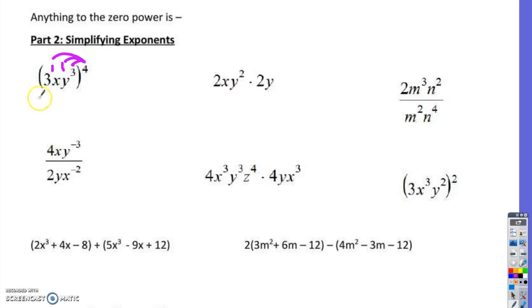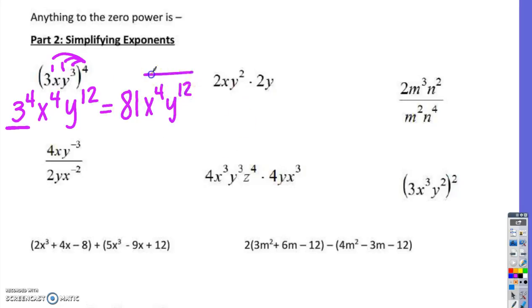So that's going to end up giving me 3 to the 1 times 4, which is 4. x to the first, 1 times 4 is 4. And then y, 3 times 4 is 12. Now this part out in front, we can actually evaluate. 3 to the 4th power, if you chunk that into your calculator, you're going to end up getting 81. And then x to the 4th, y to the 12th. Okay, so there's our final answer for that one.